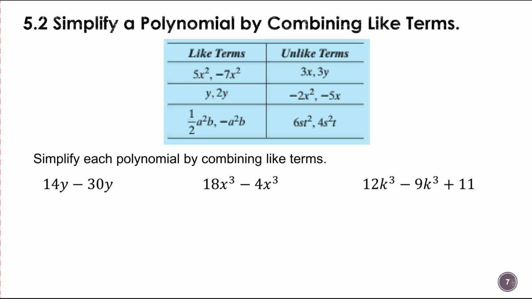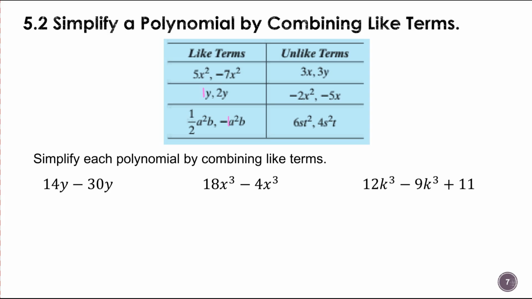On the next one, it's a 1y and a 2y. Remember, this really means that there is a 1 here. Both of them are just a y to the first power, so those are like terms. And then same thing on the last one, I have a 1/2 a squared b and a negative 1 a squared b. Remember, if you don't see a number, that means 1, or in this case, negative 1.